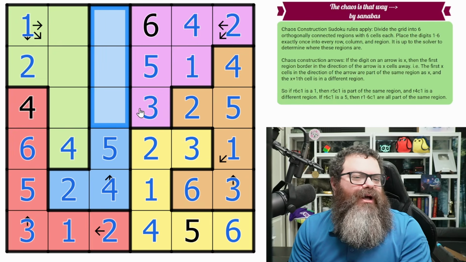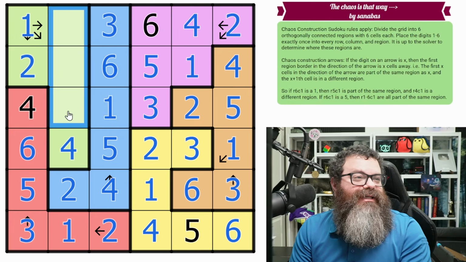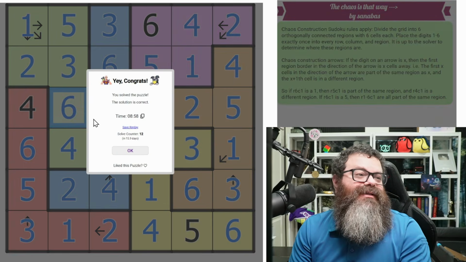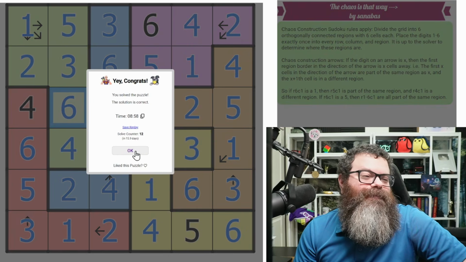Here I need 1, 3, 6. The 1 can only go here. This is 3, this is 6. And finally we need 3, 5, and 6. So that's 5. That's 3. That's 6. Nice, I didn't have to pencil. I mean, I penciled early on the arrows, I guess.